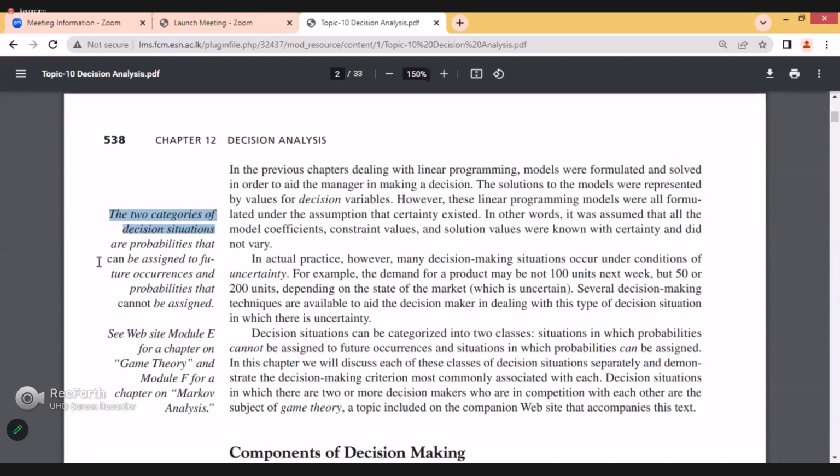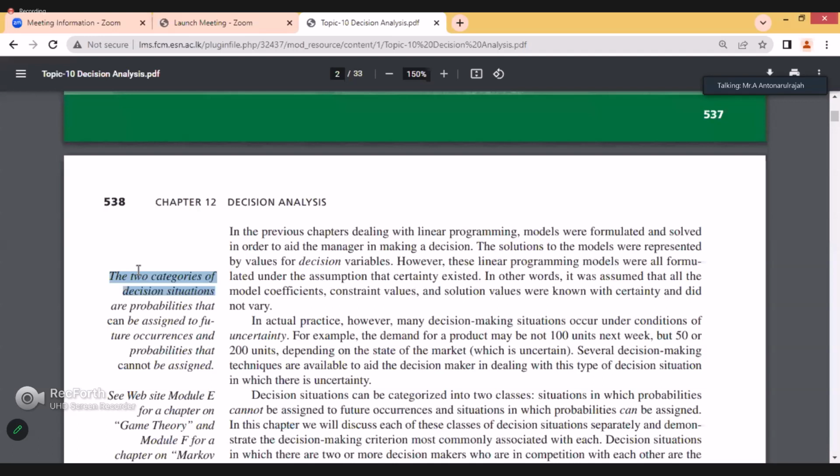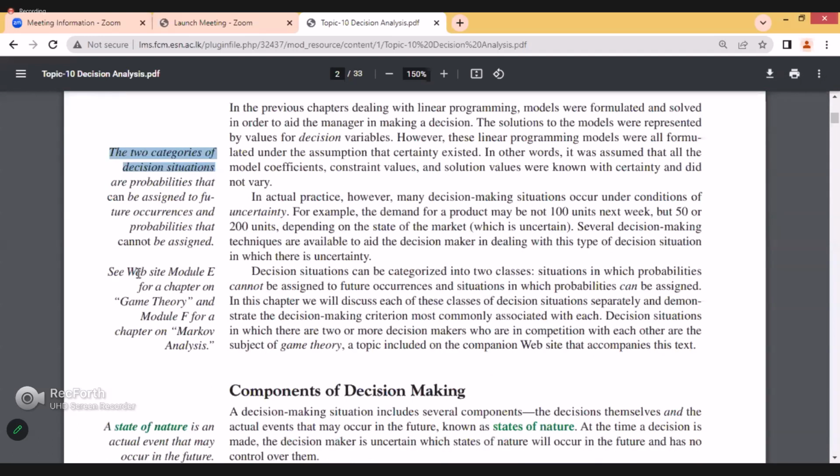To complete this section, this basic knowledge is needed. Terminology: what are the two categories of decision situations? One is where probabilities, meaning chances of happening, can be assigned to the future happening. The second is where we don't know the probabilities. These are the two things.